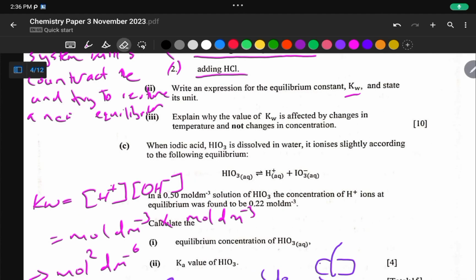So the next part says explain why the value of the ionic product of water Kw is affected by changes in temperature, not by changes in concentration. So this one is a tricky question, but you need to pay attention. The changes in concentration will shift the position of equilibrium, but does not affect the Kw. It will shift the position of equilibrium proportionally. The way it shifts the reactants is proportional to the way it shifts the products. So meaning to say the value of Kw doesn't change.